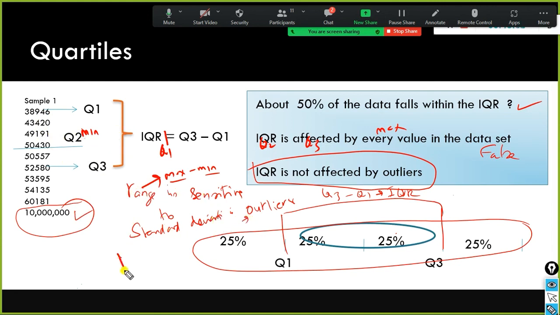But how about IQR? IQR is resistant to outliers. It is not sensitive to outliers. So even though I have an outlier, we are looking at only one thing. IQR is Q3 minus Q1. The difference between Q3 and Q1 is called the IQR, the interquartile range. That is the middle part. Hence IQR is not sensitive to outliers. That is what you need to remember.